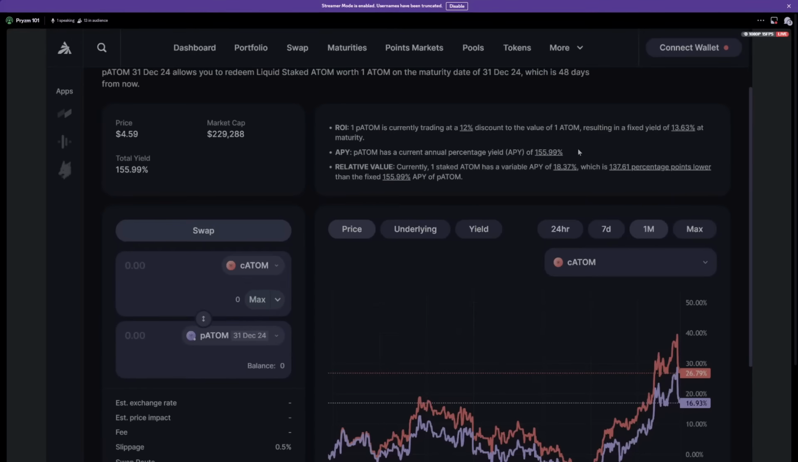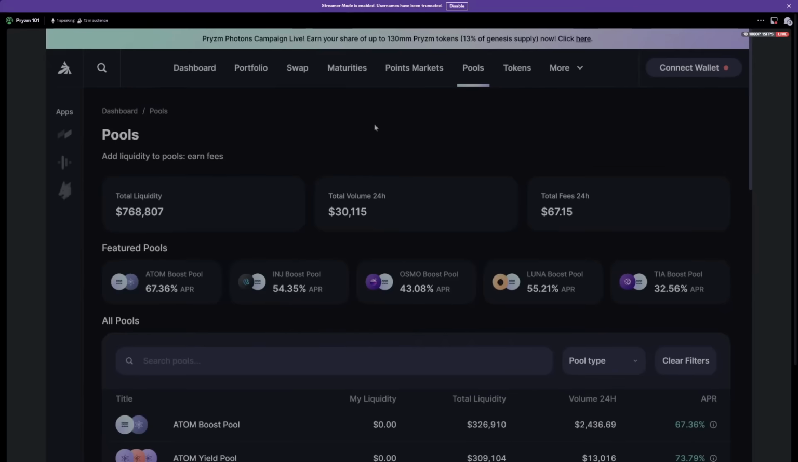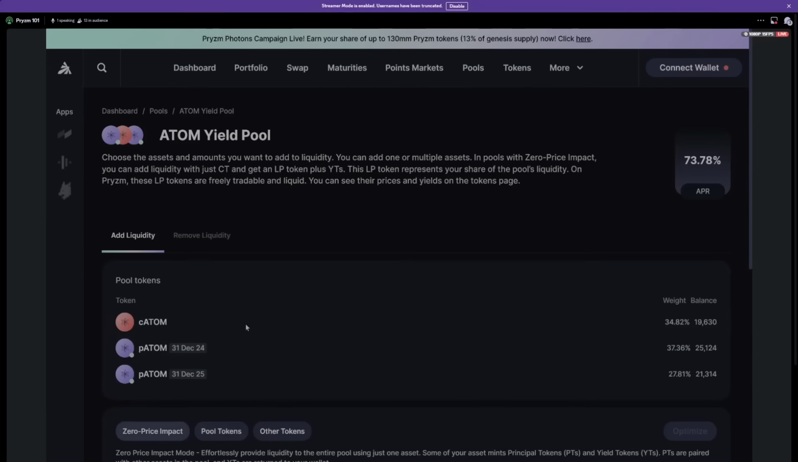And you know that if you hold it for 49 days, it's going to give you a token worth 1 atom in 49 days. So that's a guaranteed fixed return of 13.63% in those 49 days. Likewise, in a liquidity pool, you know that this token's trading cheap.